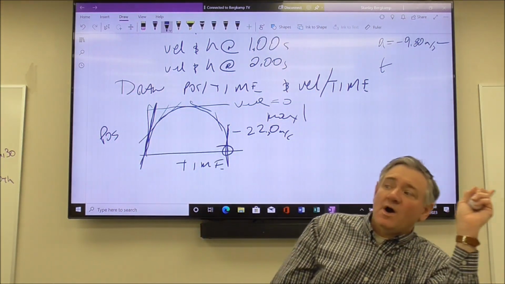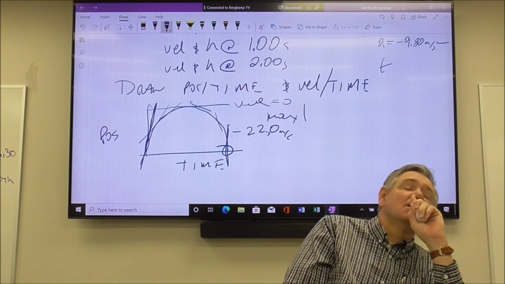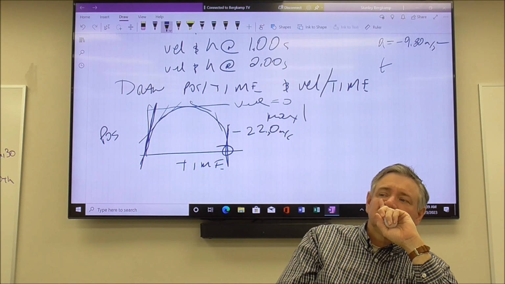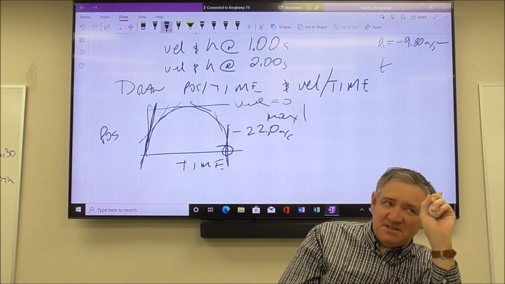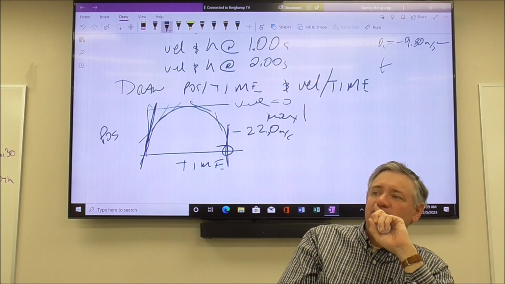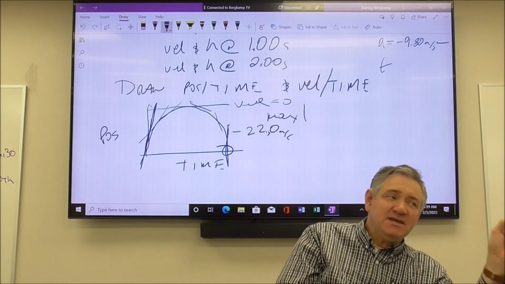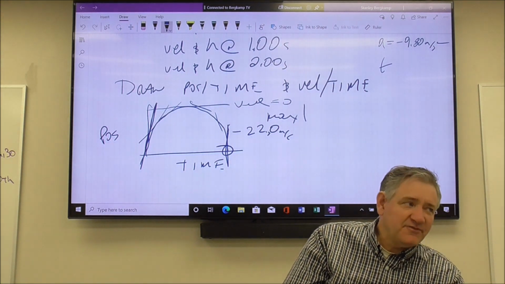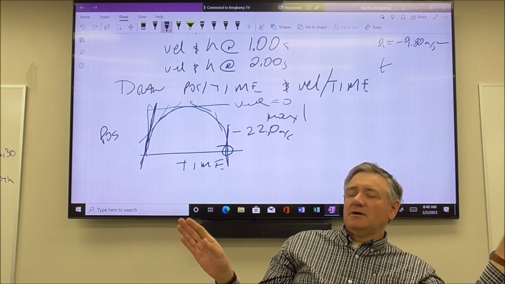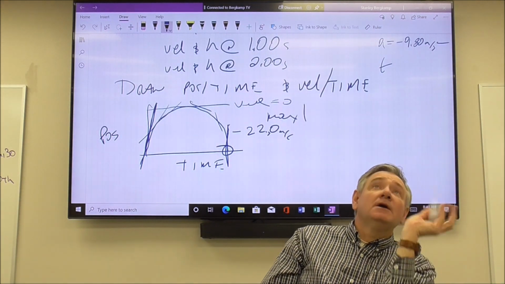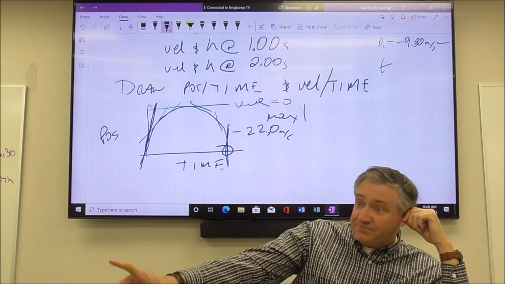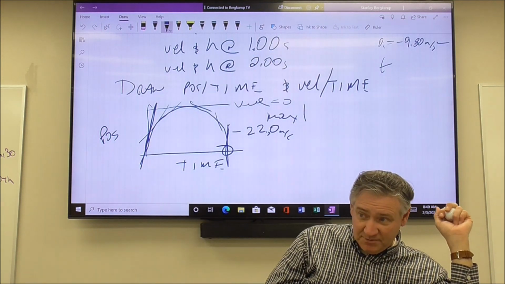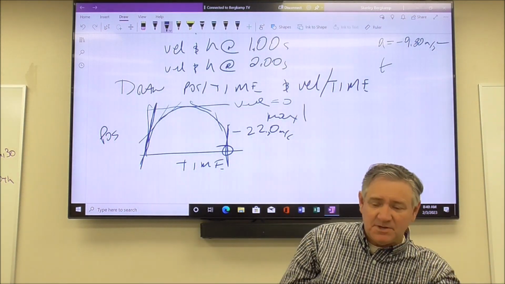Now, listen to me very carefully on this one. What's the speed when I throw the ball? 22 meters per second. What's the speed when it lands? 22 meters per second. Because speed is just a scalar quantity. It's how fast you're going. It doesn't have anything to do with direction. So I throw it at 22, it lands at 22 in terms of speed. The velocity goes from positive 22 to negative 22. And you can do that as long as it's symmetrical.